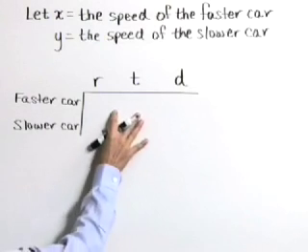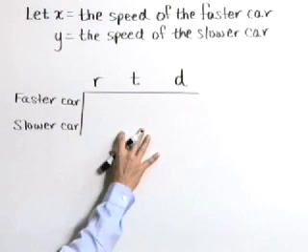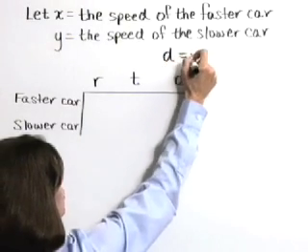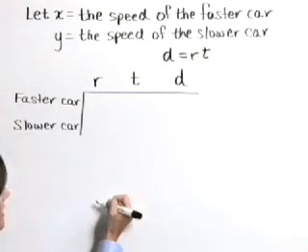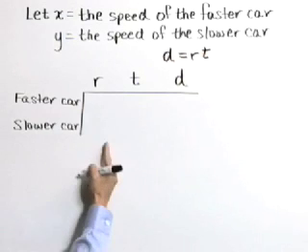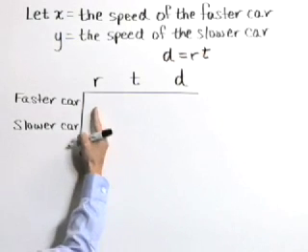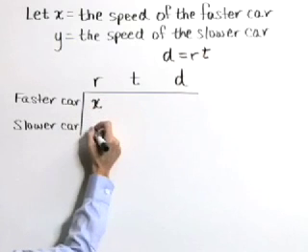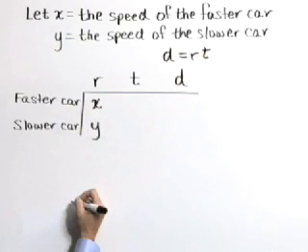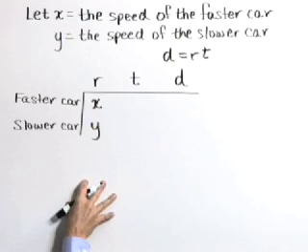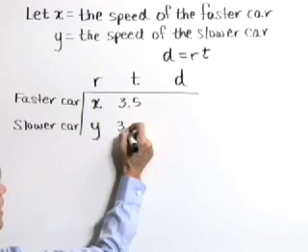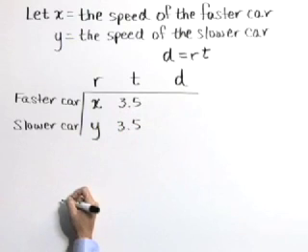I'm going to use a table to help me organize my information. And also, let's make a note that d is equal to rt. Distance is rate times time. Now let's complete this table. We've defined the faster car's speed as x and the slower car's speed as y. We're told that after a period of 3.5 hours, these cars meet. So the time amount is 3.5 for both cars.